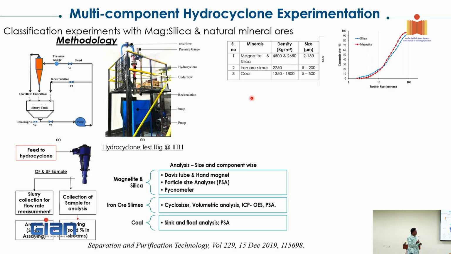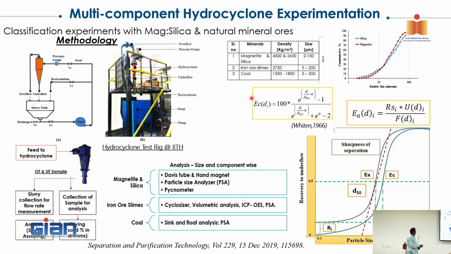Then we have also extended this to iron ore slimes and coal. For iron ore slimes, after you get a product, you should also get the size distribution and density by component distribution using a cyclosizer. So we use a cyclosizer and volumetric analysis, ICP-OES, and also a particle size analyzer. For coal, you can do sink and float as well as particle size analysis. So this work is published. You can see it in one of these journals, Separation and Purification Technology.